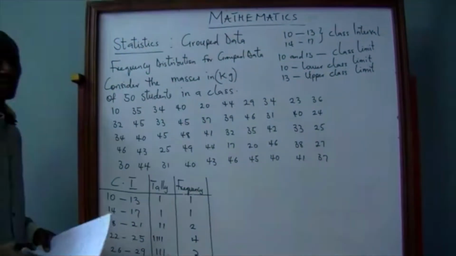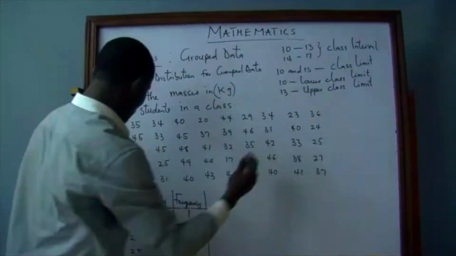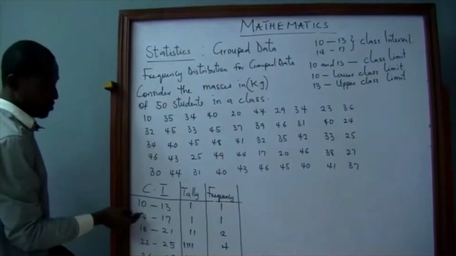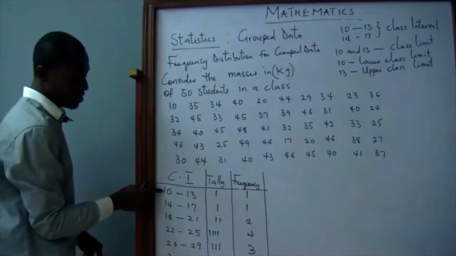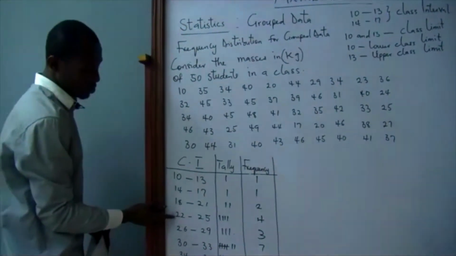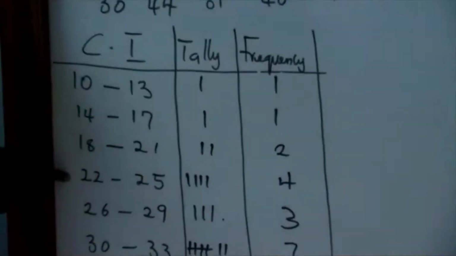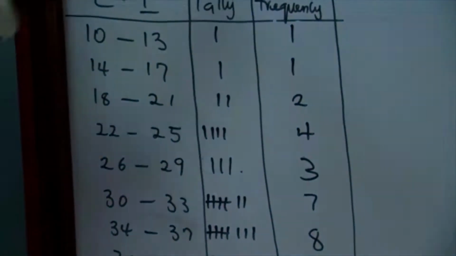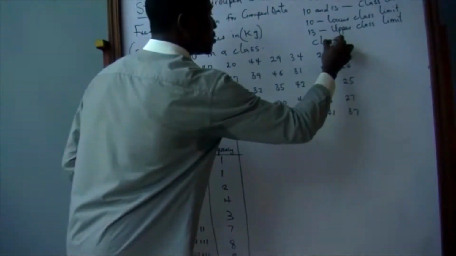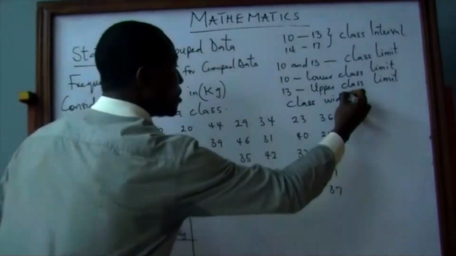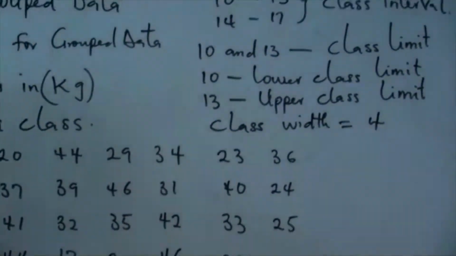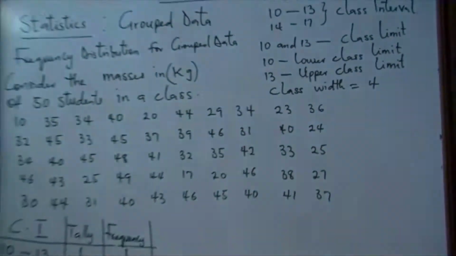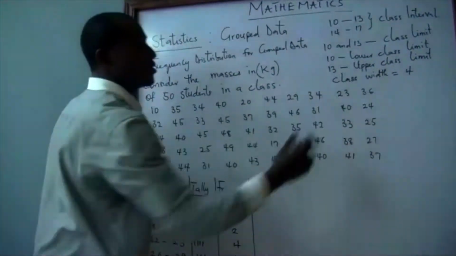We also have the class width. Just like we got the class interval, for class width we can take 14 minus 10, 18 minus 14, 22 minus 18, 26 minus 22, it all gives us 4 each. So the class width is 4. Class width equals 4. There is also what we call the class boundary, but when I get there, I'm going to explain. We can also get the class width from the class boundary.